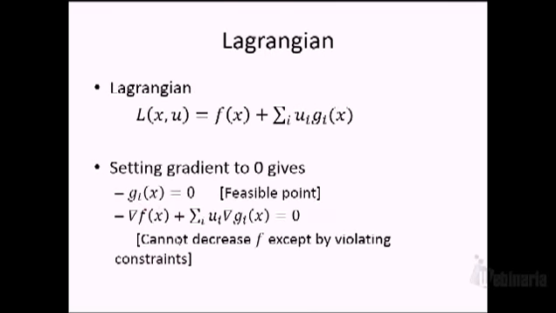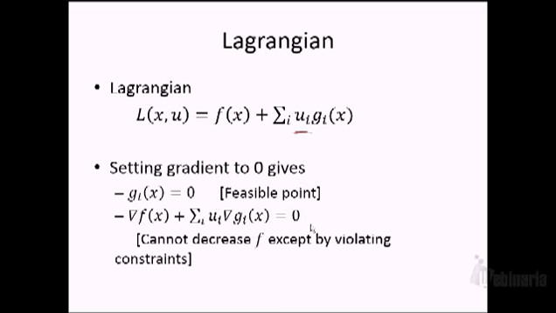We have seen that to solve the problem, we can set the gradient of the Lagrangian to 0. So if we set the gradient of the Lagrangian with respect to ui to 0, we get that gi of x is equal to 0. If we set the gradient with respect to x to 0, we get that the gradient of f of x plus sigma i ui times the gradient of gi of x is equal to 0. The first condition means that the solution has to be a feasible point. It satisfies all constraints.